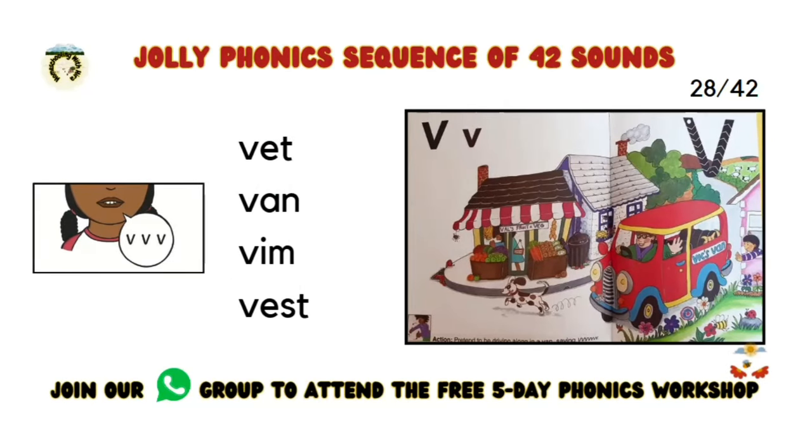Next is letter V. V says V. This is the same position as you make for letter F, but F is a voiceless sound. You simply blow air out from your mouth to say F. But for V, you need your sound box as well to say the V sound. Teeth will be at the same position, but your sound box will move to say V.